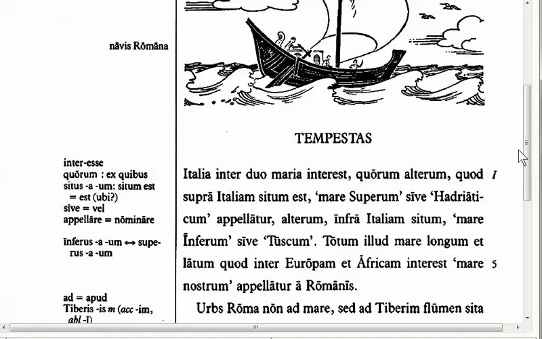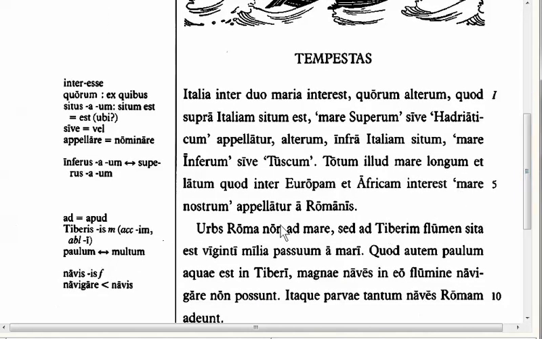The next feature I want to point out is in line 7. And that is where we have Urbs Roma non ad mare sed ad Tiberim flumen sita est viginti milia passuum a mari. The city of Rome is not near the sea, but near the Tiber River, is situated 20 miles from the sea. So here we have, with ad, Tiberim, with an im ending. Tiberis, the word for the Tiber River, is one of these rare words which we call true I stems, meaning that the I doesn't just show up in the genitive case or in the ablative, but it shows up also in the accusative. So the accusative and ablative of Tiberis are Tiberim and Tiberi.